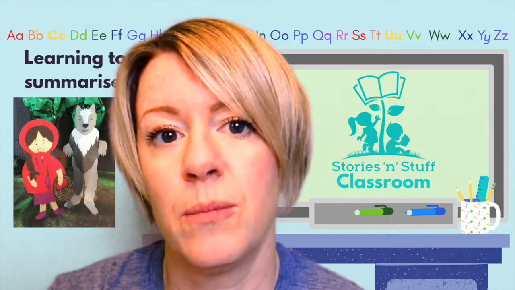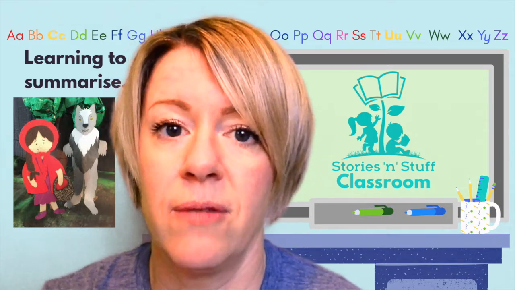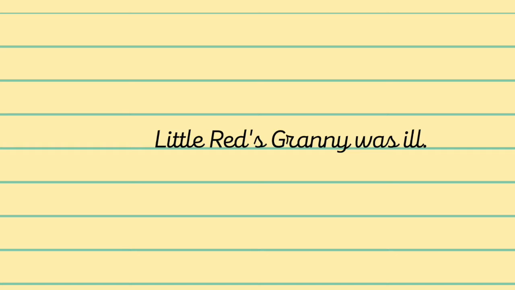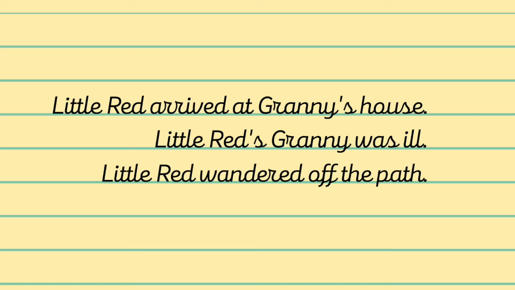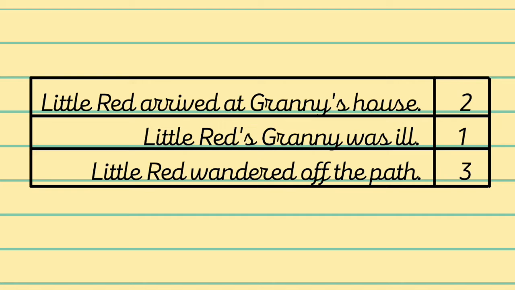So if you take, for example, Little Red Riding Hood, I might write, Little Red Riding Hood's granny was ill. And then I might say, Little Red wandered off the path. And then a bit later on, Little Red arrived at Granny's house. Now what I will do as I'm writing these, I won't write them in the order that they happened in the book. And the task at the end then is to number those in the order that they happened.